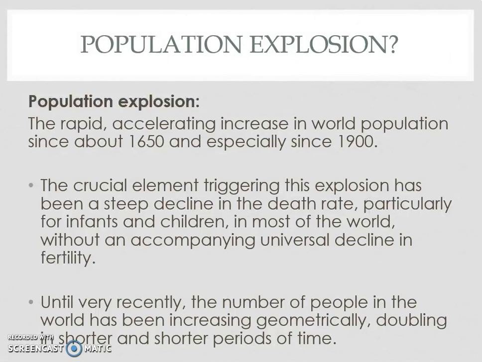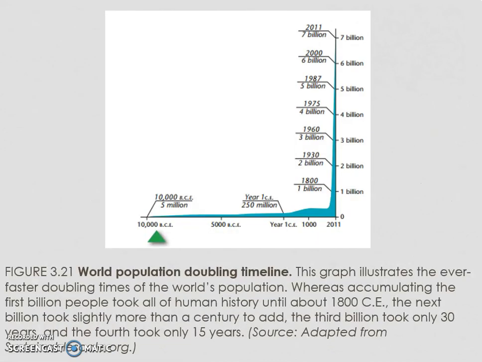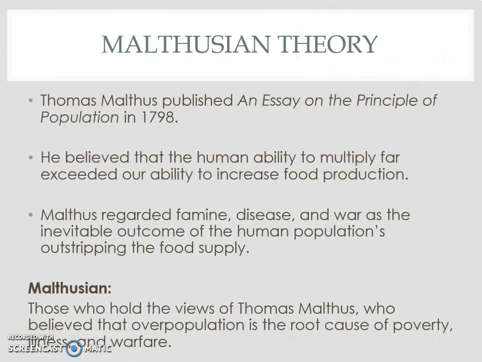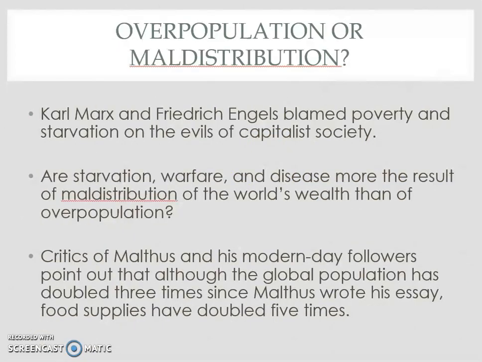Population explosion. So we see a massive growth worldwide between 1650 and 1900. As we know, it continues today, like we talked about on the earlier slides, 7 billion people. Here's a map of that. Malthusian theory. Population essentially could exceed food production. That's the Thomas Malthus theory. So overpopulation or maldistribution. World's wealth basically being more than population. Critics basically didn't believe that.